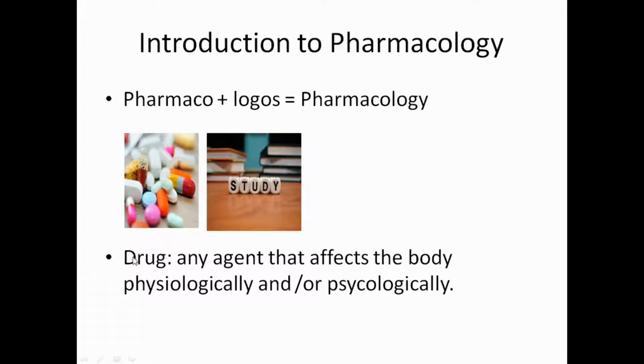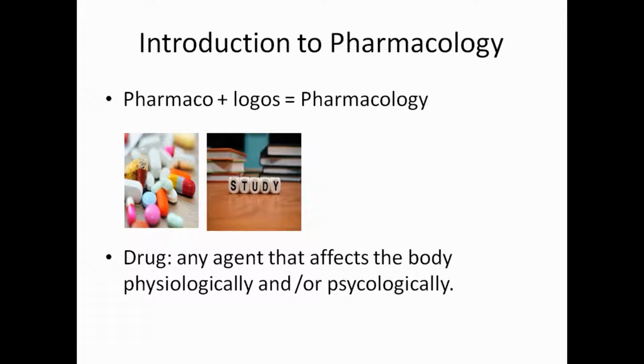Now, someone will ask, what is a drug? Well, a drug is any agent that affects the body physiologically or psychologically. If you take any substance or agent, and it happens to affect your body either physiologically or psychologically, then you have to know that this agent, this chemical, or whatever you ate, inhaled, or injected, is a drug, so far as it's affecting your body physiologically or psychologically.